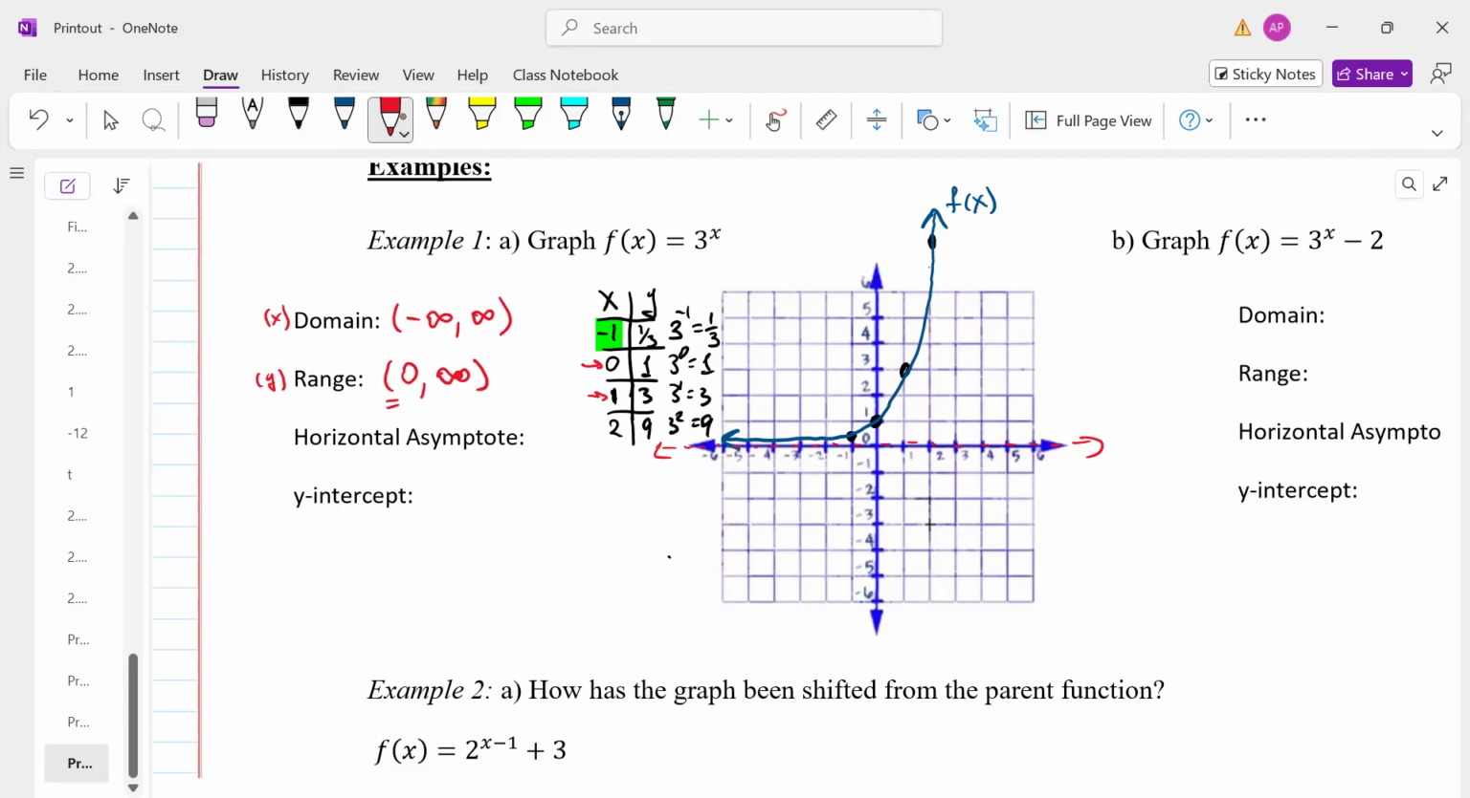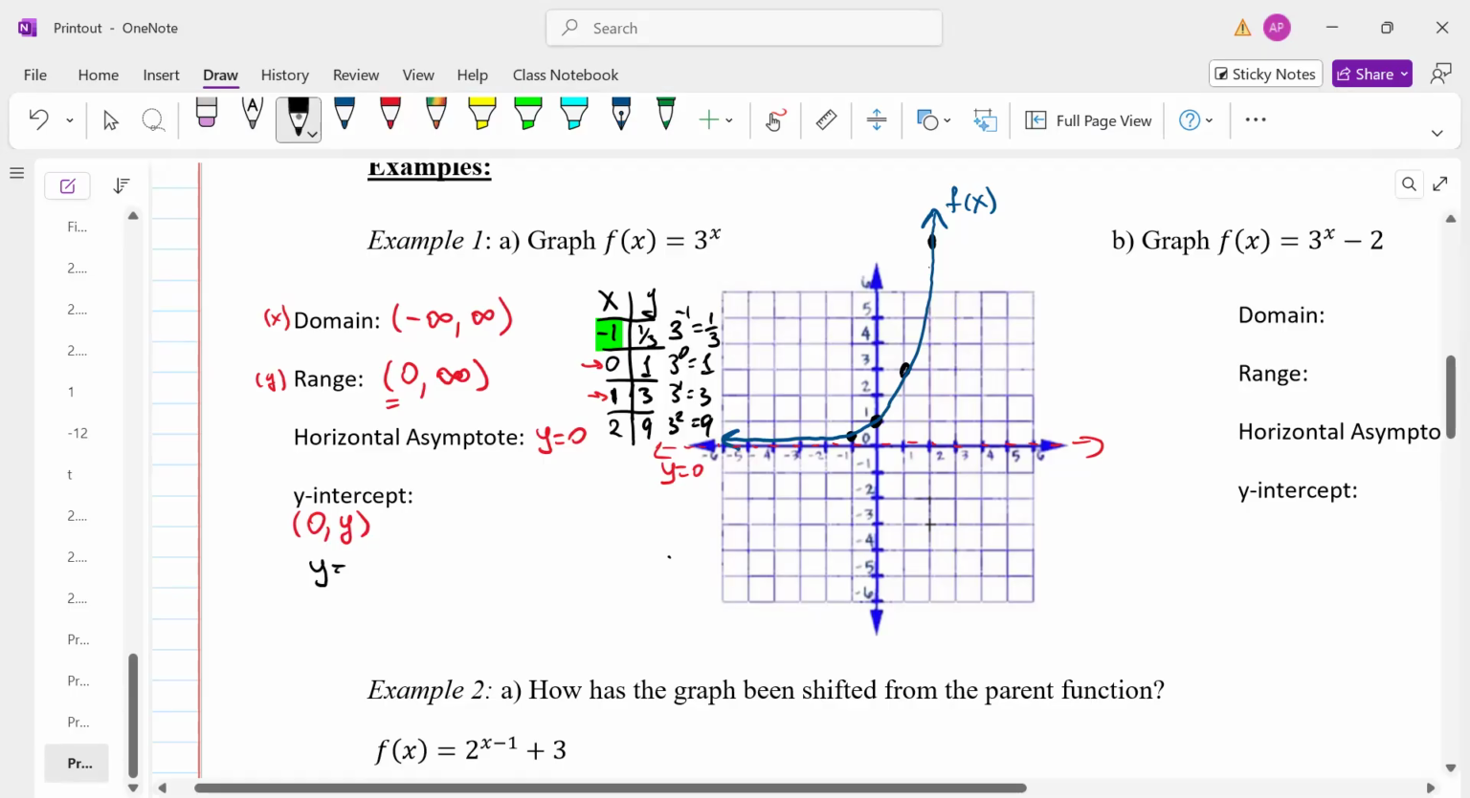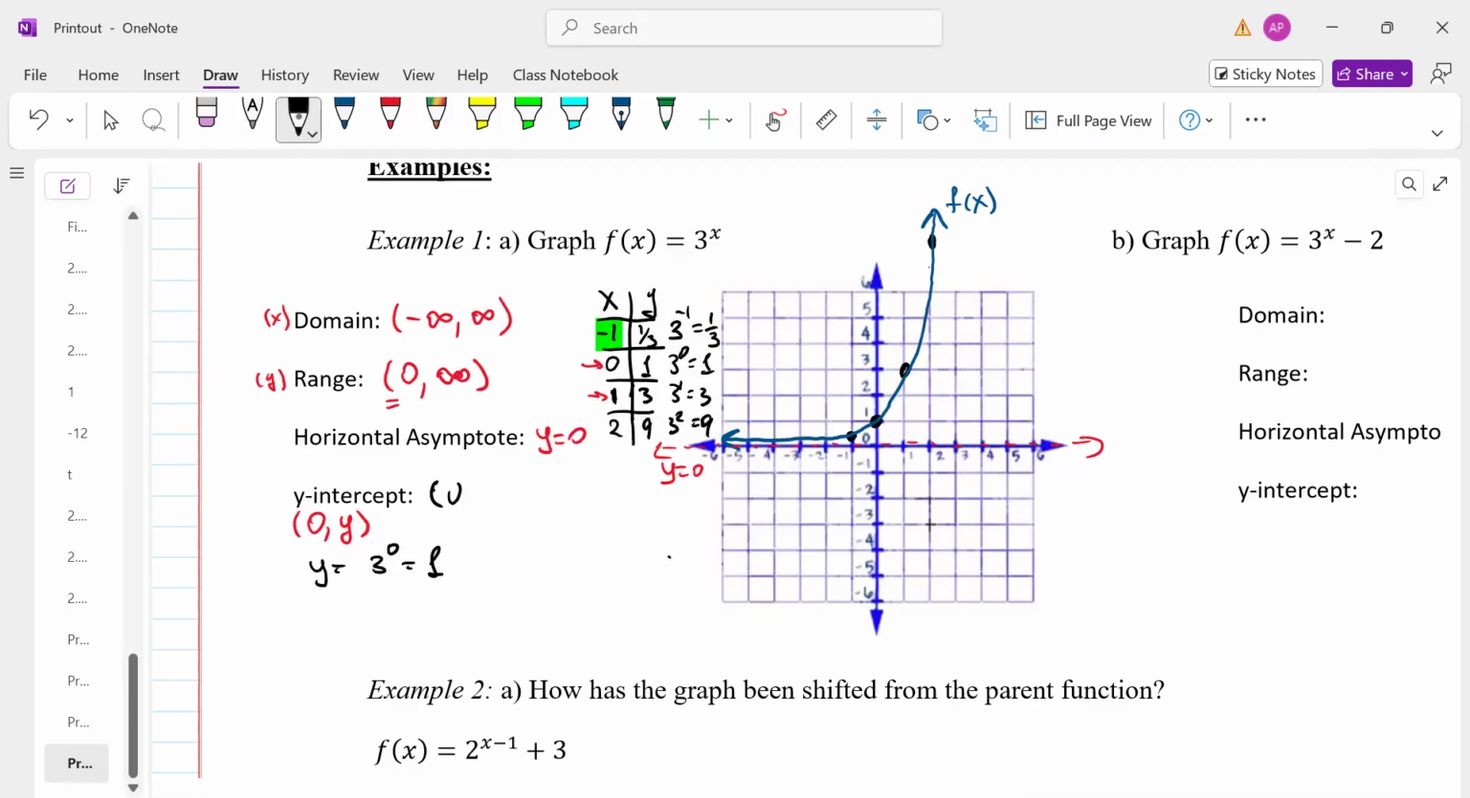We already saw that we have a horizontal asymptote, and the equation of this horizontal line is y equals 0. So that is our horizontal asymptote. Remember, it has to be written as an equation, not just 0. It has to be y equals 0. Finally, the y-intercept. We find the y-intercept the same way we found it in the past. We substitute 0 for x to find y. So we have y equals 3 to the power 0, which is just 1. We already had that in our table. So the y-intercept will be (0, 1). It has to be written as an ordered pair, as x and y coordinates.